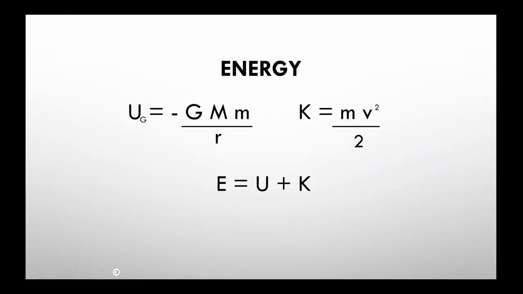In the second part of the lab, we're going to use the concepts of gravitational potential energy and kinetic energy, both of which are given in the formulas on the screen. And we're also going to be using the fact that the sum of these two, the total amount of energy in the system, is always conserved when the system is isolated, which is the case in this experiment.